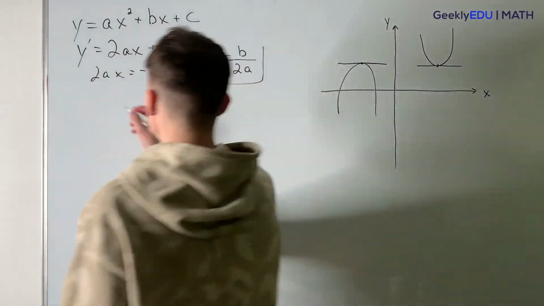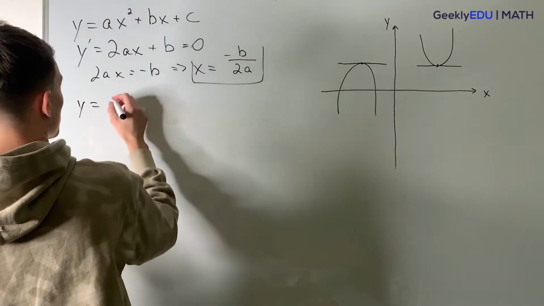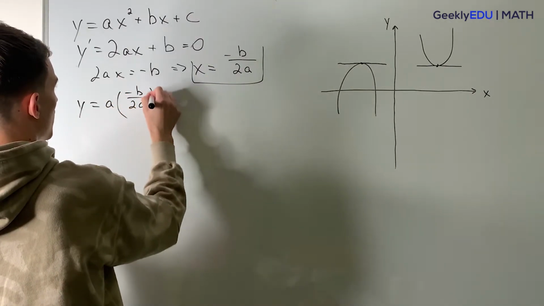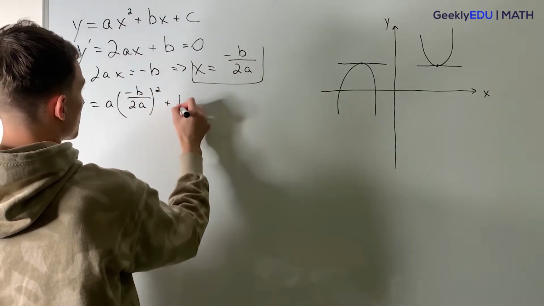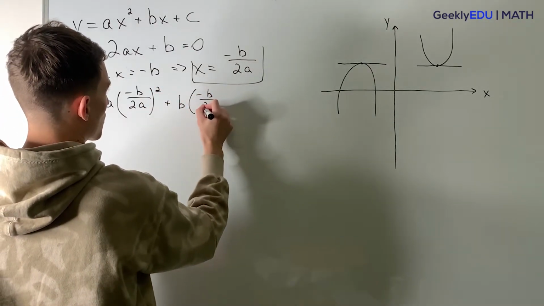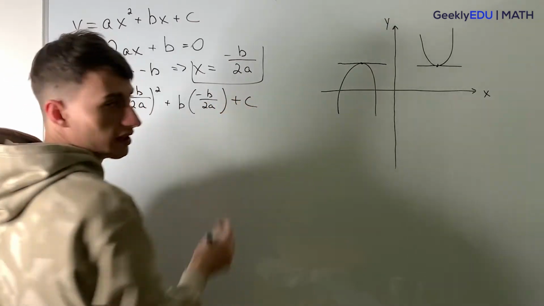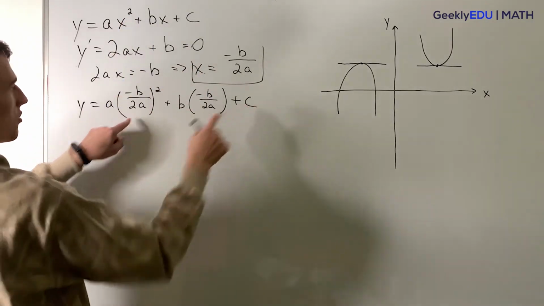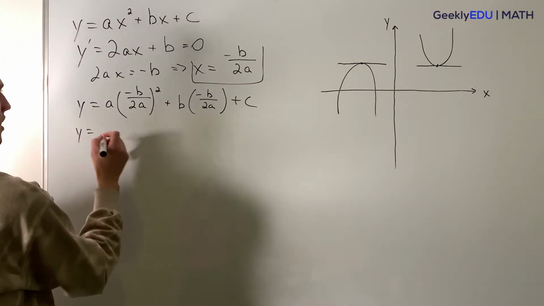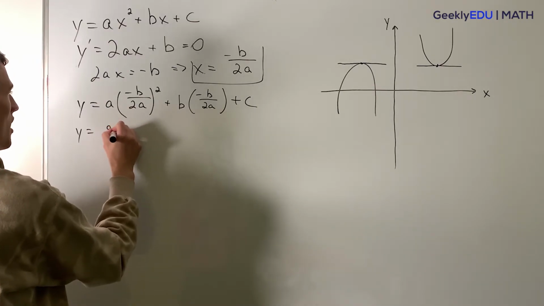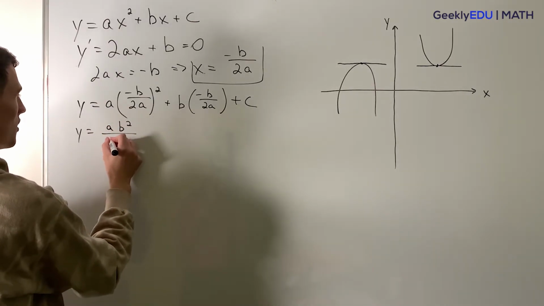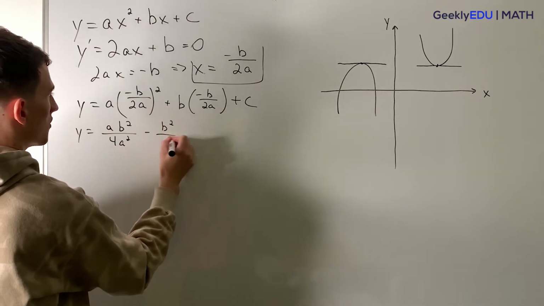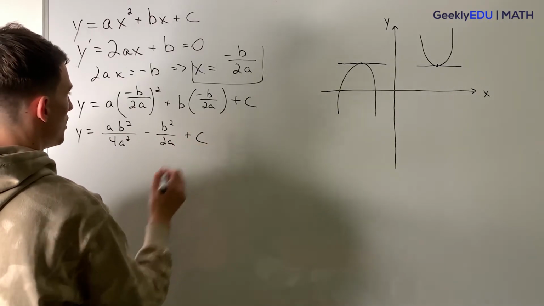So let's do that. So we have y equals a times (minus b over 2a) squared plus b times (minus b over 2a) plus c. Makes sense, right? We just take the x that we derived here and we plug it into the initial equation. So what does this equal? y equals ab squared divided by 4a squared minus b squared divided by 2a plus c.